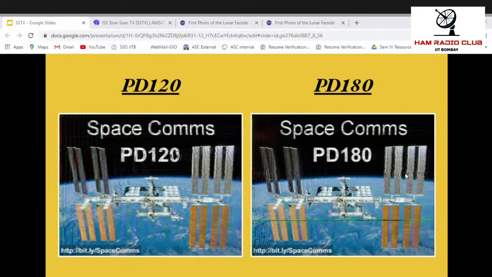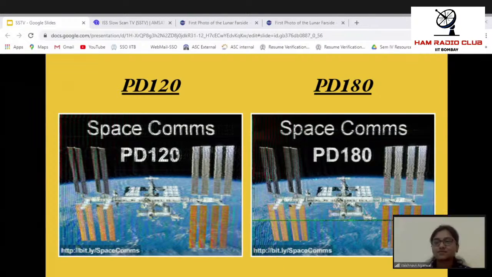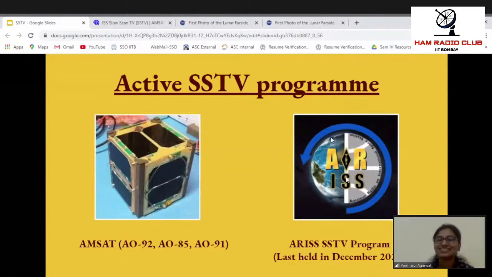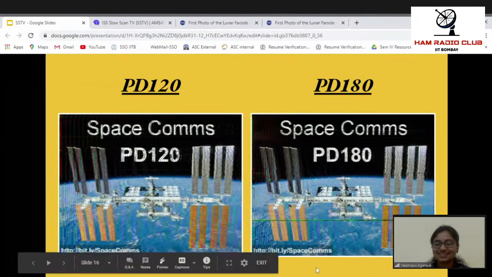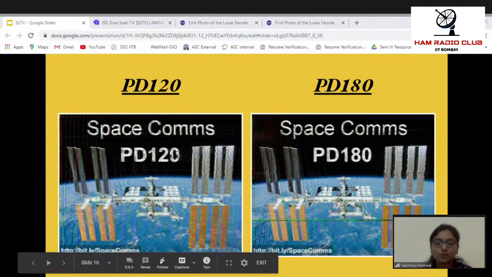Okay, so these are the decoded images that I have received from these signals earlier. You can see that the quality of the PD 180 image is much better than that of the PD 120 image.